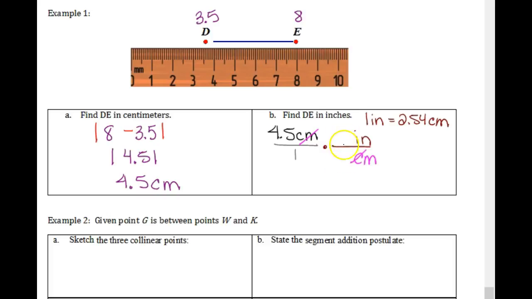Plug in the numbers in the appropriate spot and do your fraction multiplication. Use your calculator to get to the correct answer as a decimal. So we'll get about 1.77 inches. Even on screencasts, Ms. Stern makes a mistake.